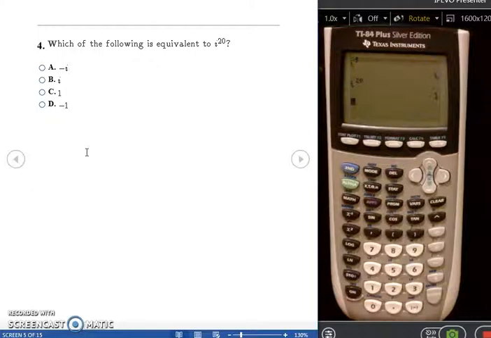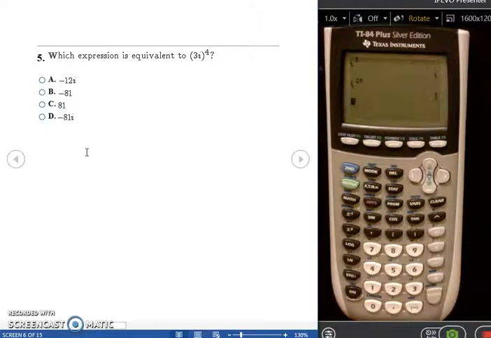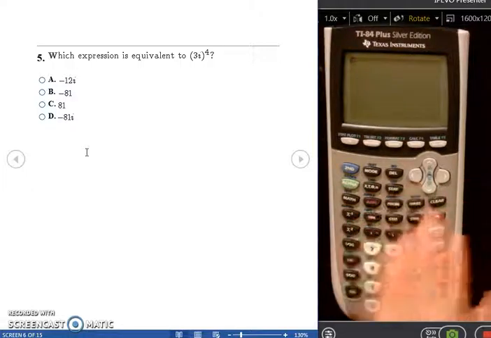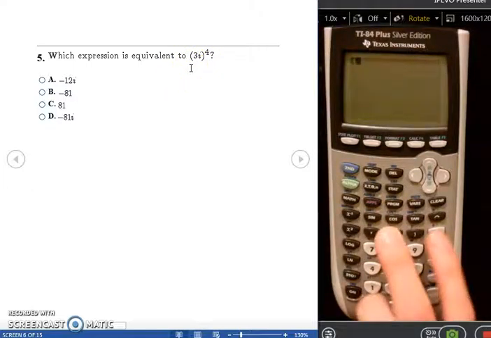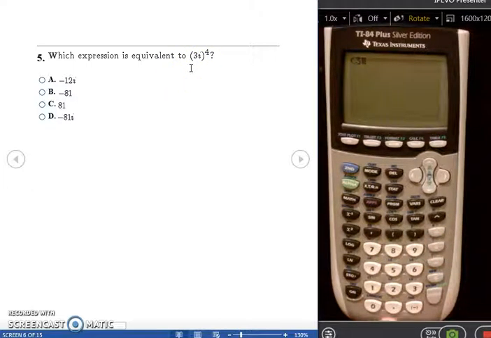Number 5 gets a bit more complicated, but once again, I just use the buttons to type what I see on the screen into the calculator. I'm going to have a parenthesis, 3i, so I have to use the second button to get the i, end parenthesis, and then the up arrow or caret button, 4, and I press enter. That reduces down to 81, so C is going to be my answer.